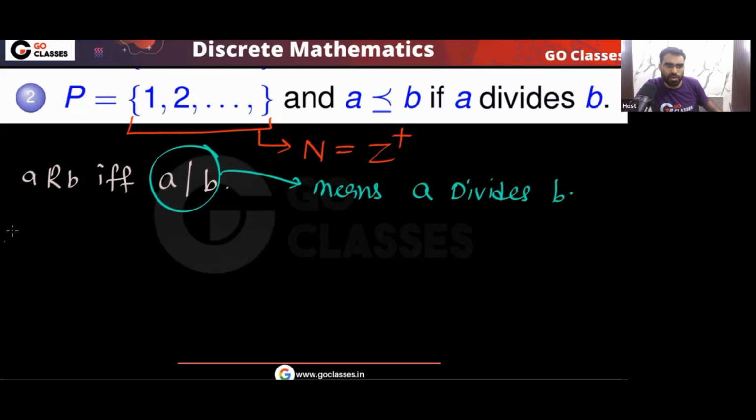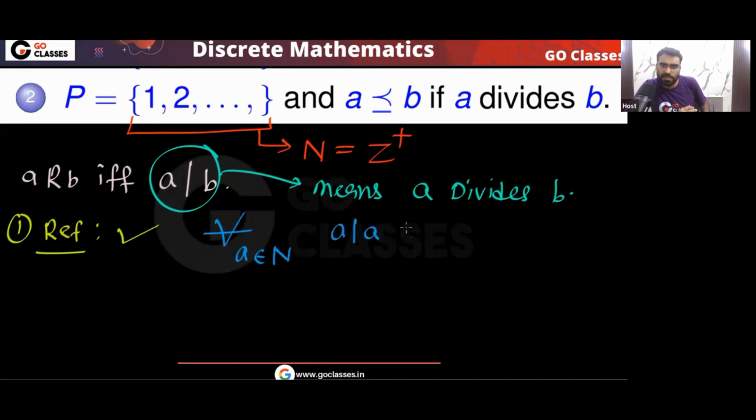Okay, again you tell me quickly, is this reflexive? Will this be a reflexive relation? Yes, this will be a reflexive relation, because remember, your base set is 1, 2, 3, and so on. This is the set of natural numbers. So tell me, can I say every positive integer, every natural number divides itself? I can say for all a belonging to the natural numbers, a divides a. That is true. 1 divides 1, 2 divides 2, 3 divides 3. Yes or no? So this relation is definitely reflexive.